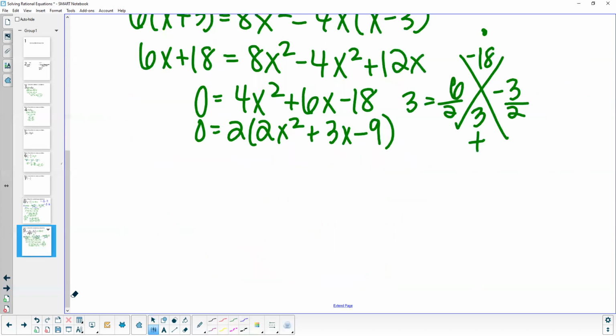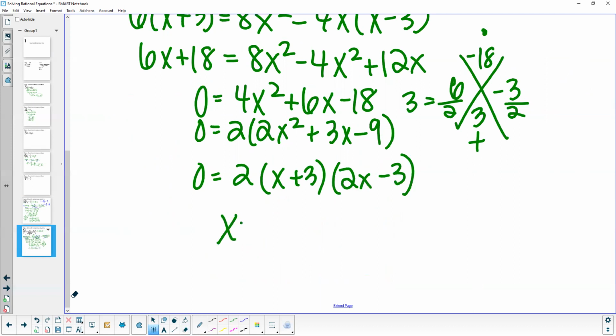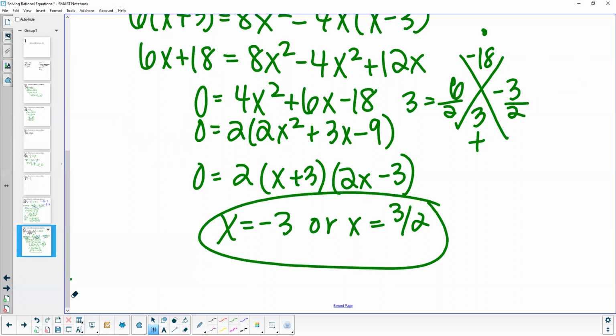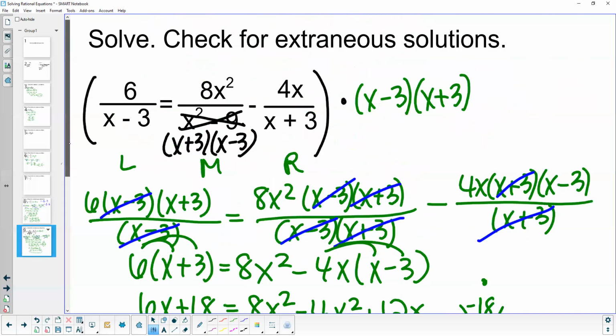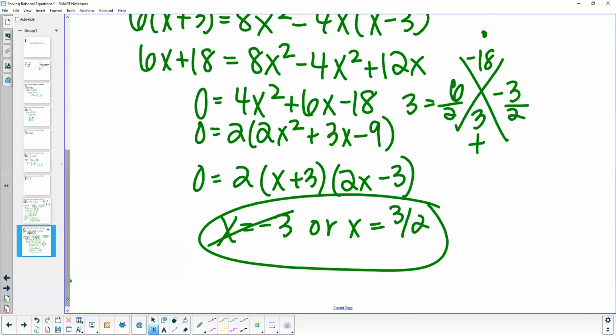And so then as we write this out, we get 0 is equal to 2 times x plus 3 times 2x minus 3. And then as we go to solve for x, that means x either equals negative 3 or x equals 3 halves. And now with both of these solutions, we want to check to see if any of them are extraneous. So if I put a negative 3 in here, notice right here, I get a denominator of 0. So guess what? That is not a real answer. That's an extraneous one. So our only answer here is that x equals 3 halves.